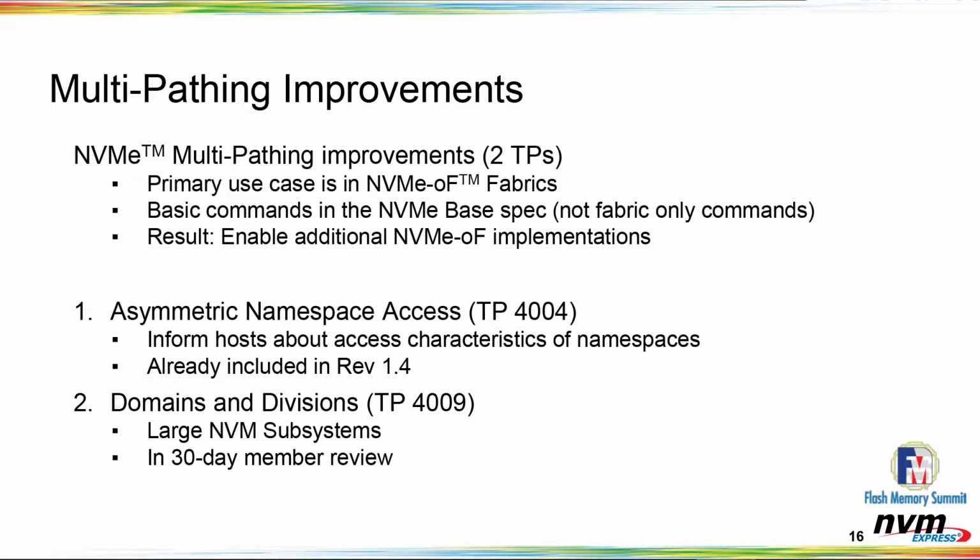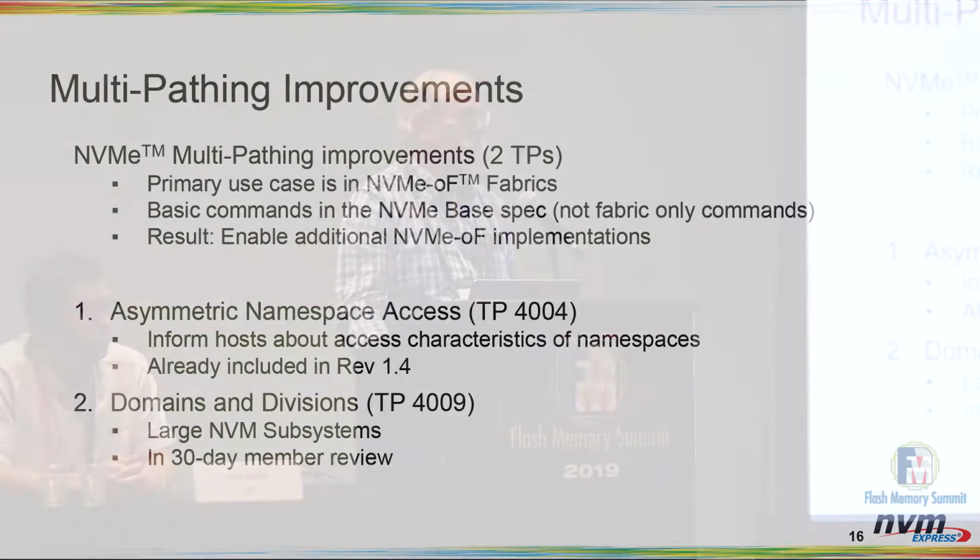So the two TPs, the technical proposals we've been working on, are called TP 4004 and 4009. And those involve the addition of asymmetric access to the NVMe specification and the ability to describe the ways that subsystems can be divided back to the host. That would be the domains and divisions proposal.